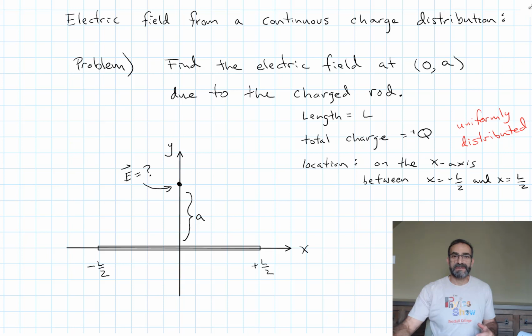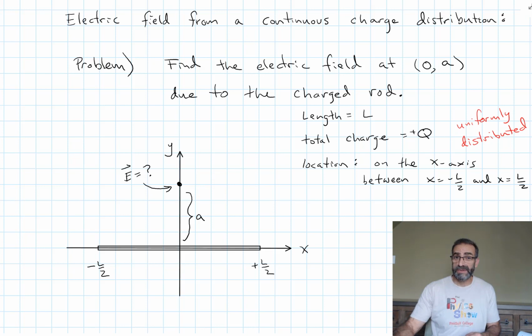This is our situation. We have a charged rod, total length L, and uniformly distributed along that rod is a total charge, capital Q. We'll make it positive for this example. The rod is located along the x-axis between x equals negative L over 2 and x equals positive L over 2. And we want to know the electric field a distance a above the center of the rod at x equals 0, y equals a.